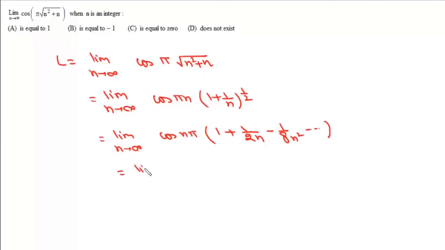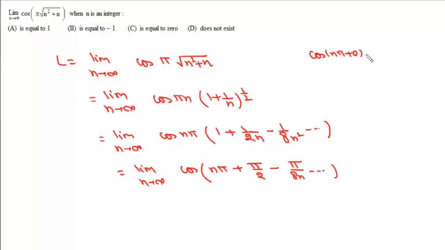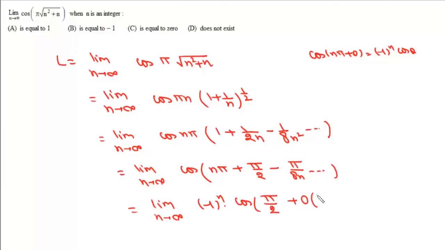Now this is limit n tends to infinity of cos(n pi plus pi by 2, and then minus pi by 8n). Now cos(n pi plus theta) is minus 1 to the power n into cos theta. So it will be this limit n tends to infinity of minus 1 to the power n cos pi by 2 plus this big O notation of 1 by n.